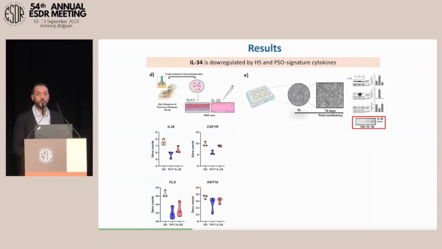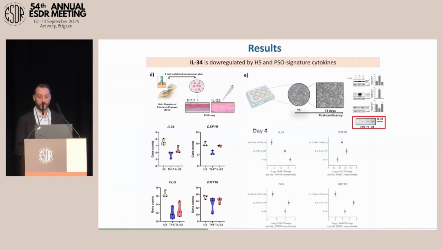Then we also used a 2D model to understand whether the production of this cytokine increases during keratinocyte differentiation. Therefore, we used our protocol with a terminally differentiated keratinocyte model, where we noticed that 4 days post-confluency, there is a huge increase of this cytokine.